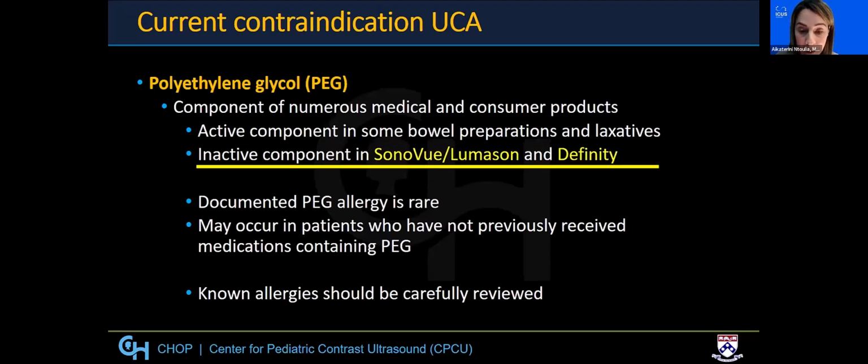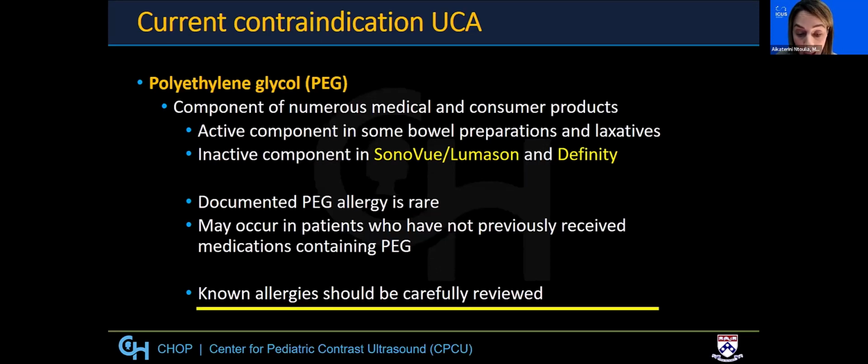At present time, documented allergy to PEG is rare, but may occur in patients who have not previously received PEG, and this may be attributed exactly to the common use of PEGs in many everyday products. Therefore, before CUS exam, known allergies, including allergies to bowel preparations and laxatives, should be carefully reviewed.